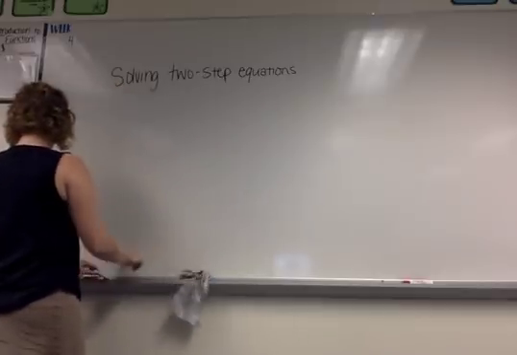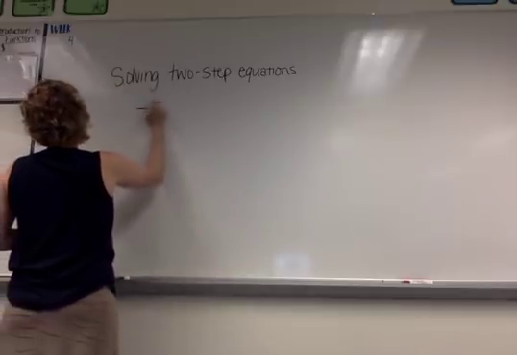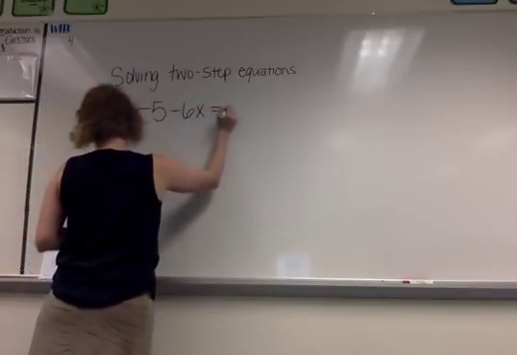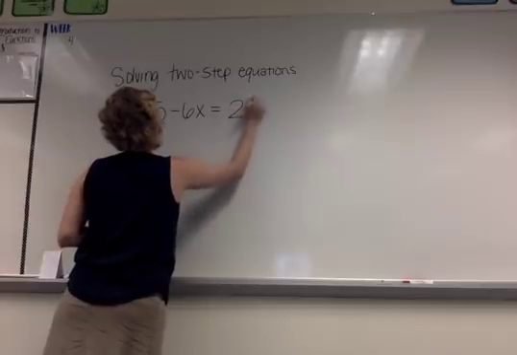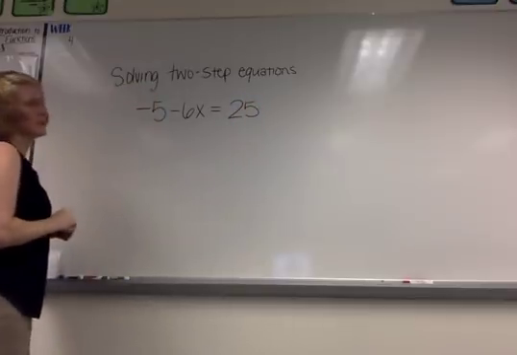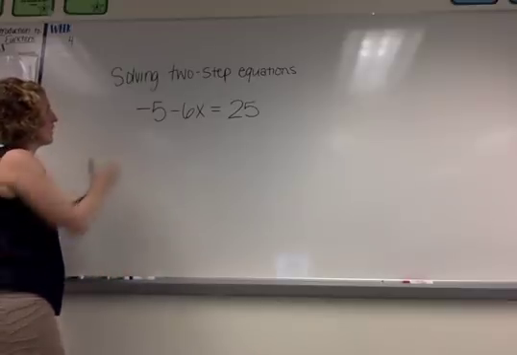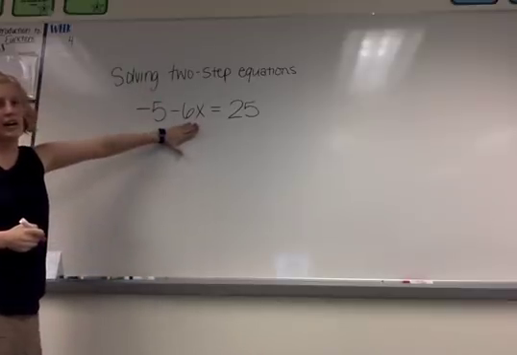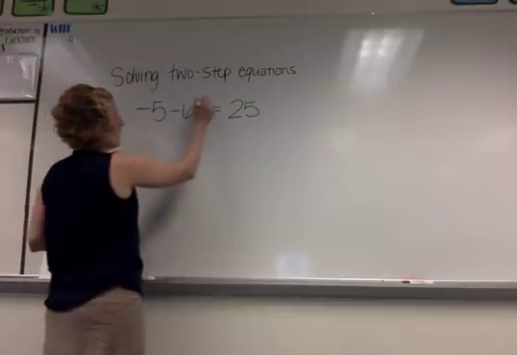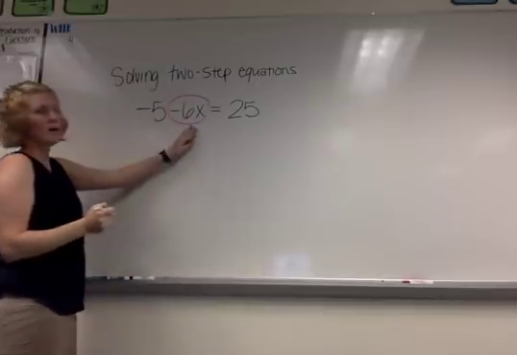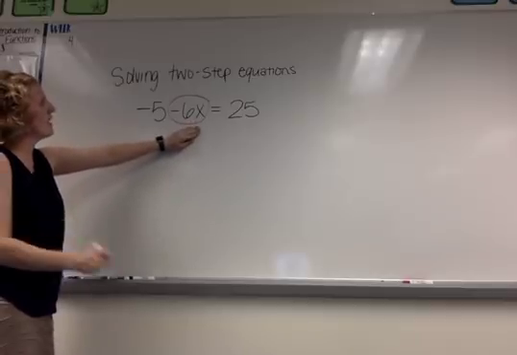Okay, next example. Negative 5 minus 6x equals 25. Okay, and notice this one's in a different order. Don't let that mess you up. So I'm trying to get x by itself. So I always circle the variable, and I'm going to circle it with the sign. I need to leave this alone.